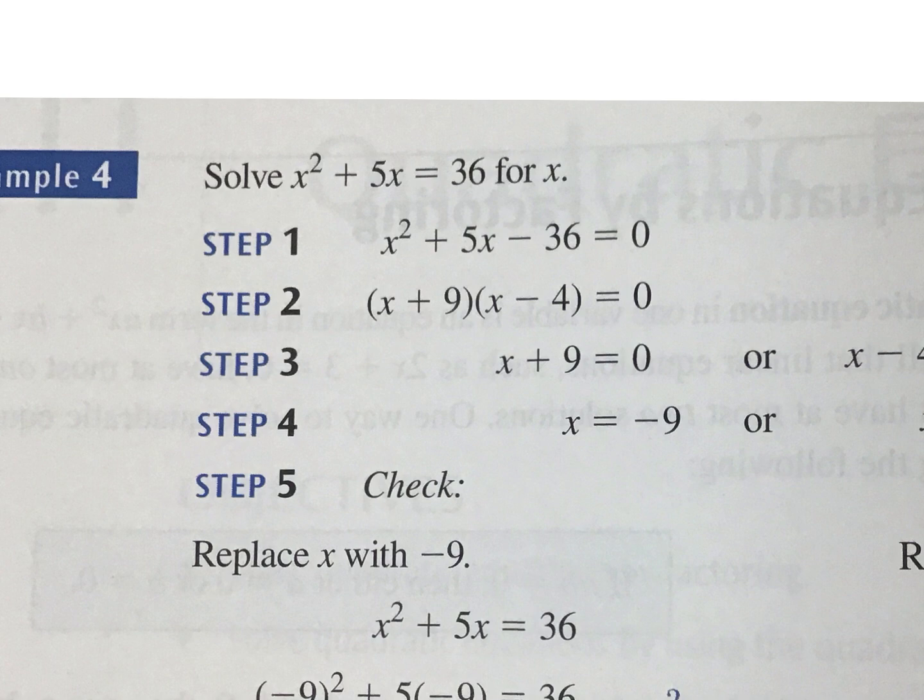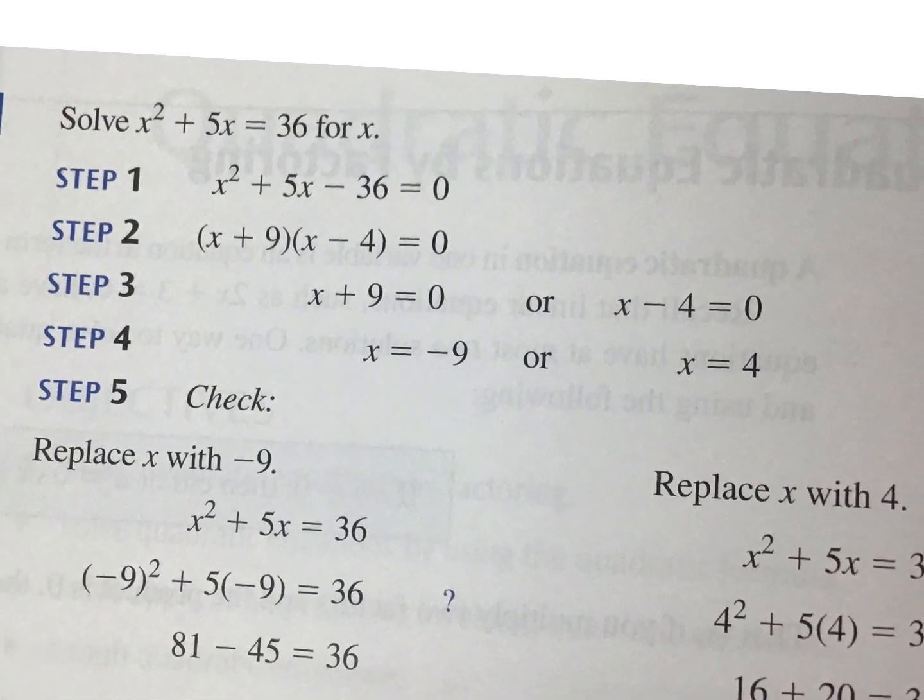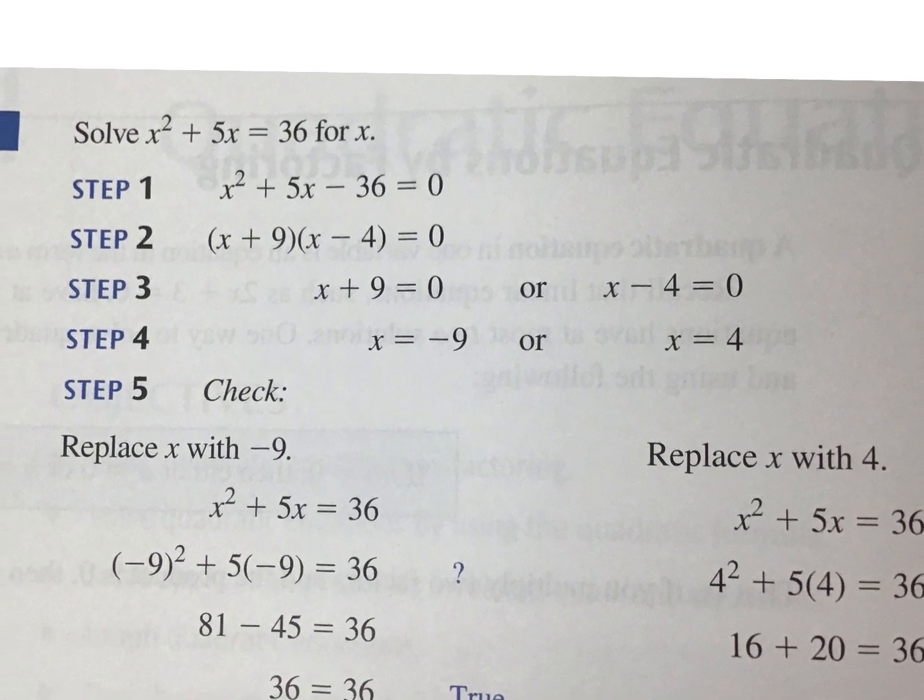So what that tells me is the parabola crosses the x-axis at negative 9 and at positive 4. That's what you're getting out of this. So I'm going to do a fresh one. Let me see, step by step with you.